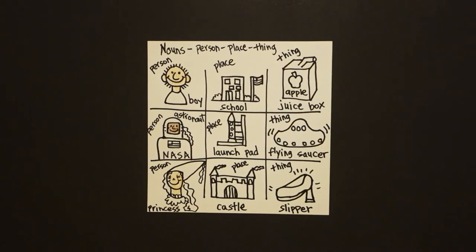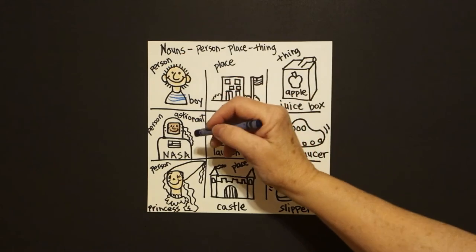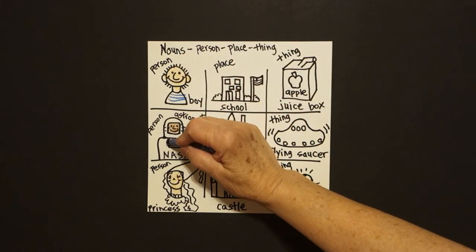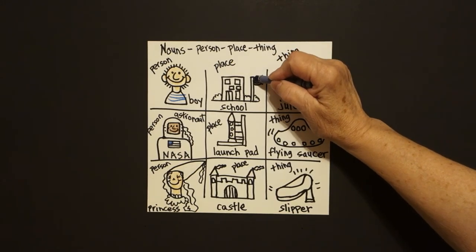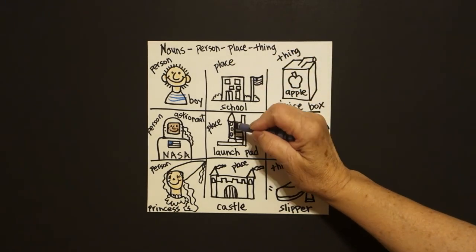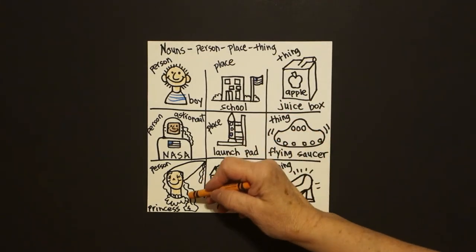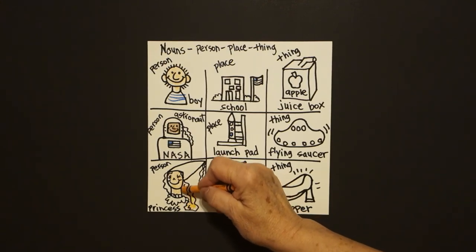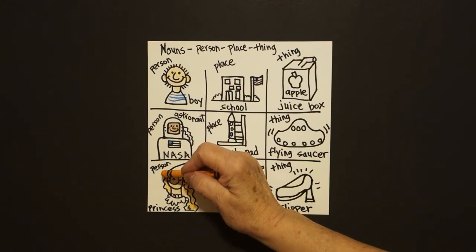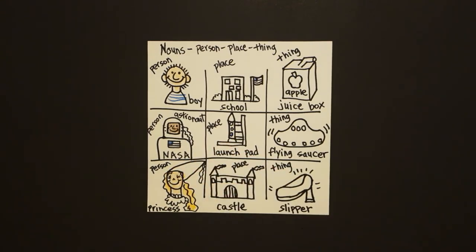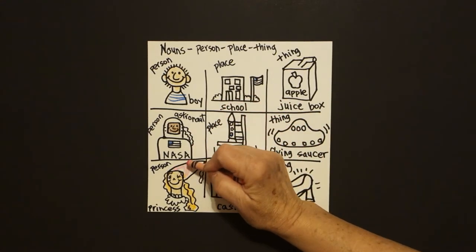Next, I'm going to put some blue stripes on my boy. I'm going to color this section of my patch on my astronaut blue. This part of my school blue. This baby circle, blue. I think that's it. And I'm going to make my princess a ginger. So I'm going to give her orange red hair. Okay? Now, if you have pink, I made my princess and everything pink.